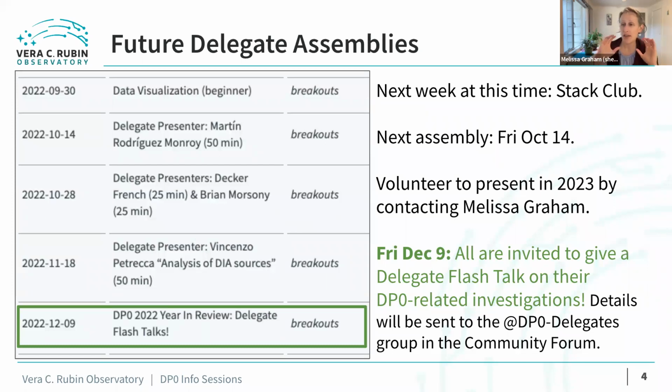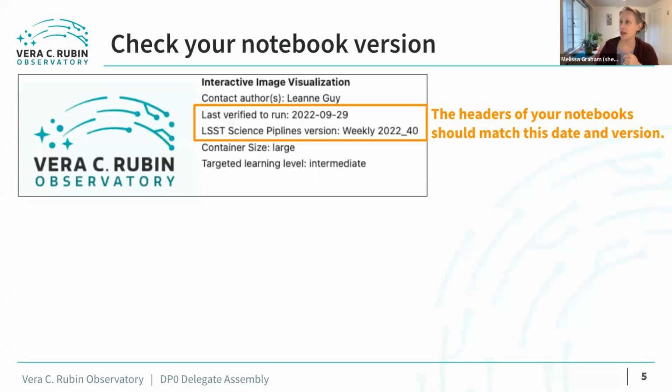on Friday, December 9th, the delegate assembly will be a bit of a year in review, just to summarize what we've done so far in DP0 this year. The main focus, though, is going to be delegate flash talks: 1 or 2 slides for anyone who wants to present, and we'll all get together that day and share what we've been doing with DP0. More information will be sent about that in the future.